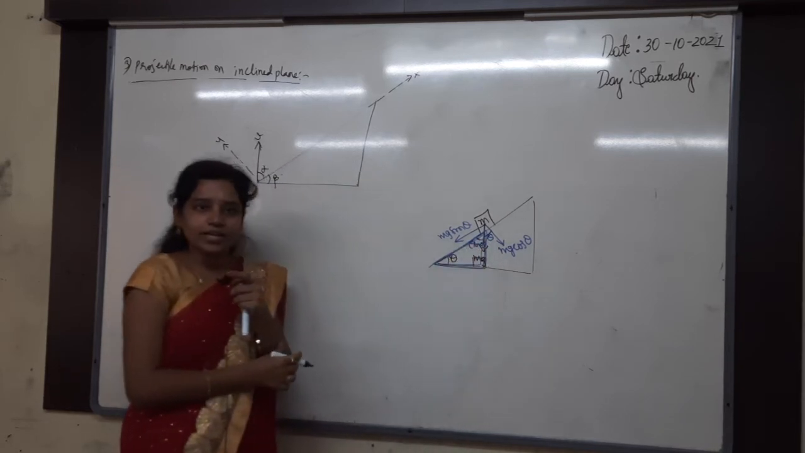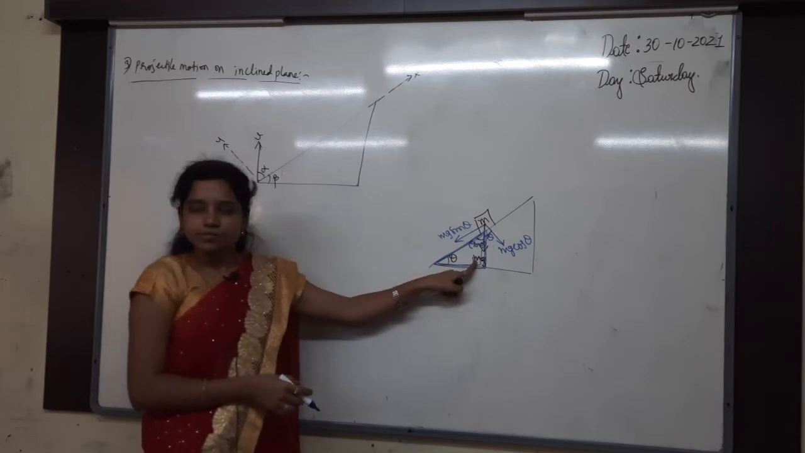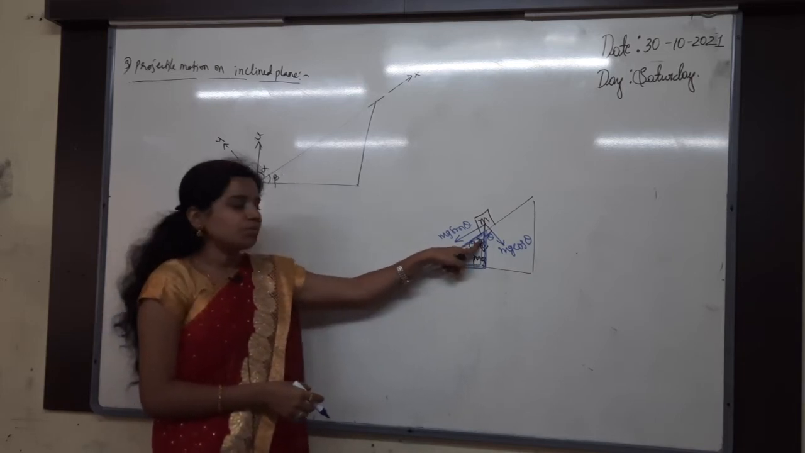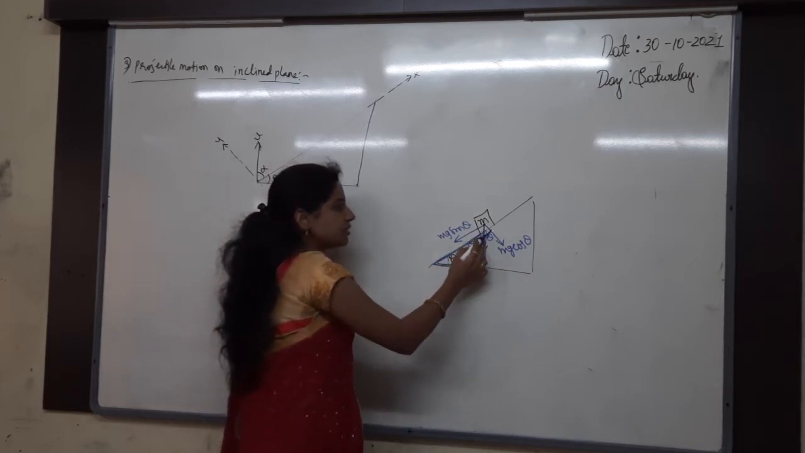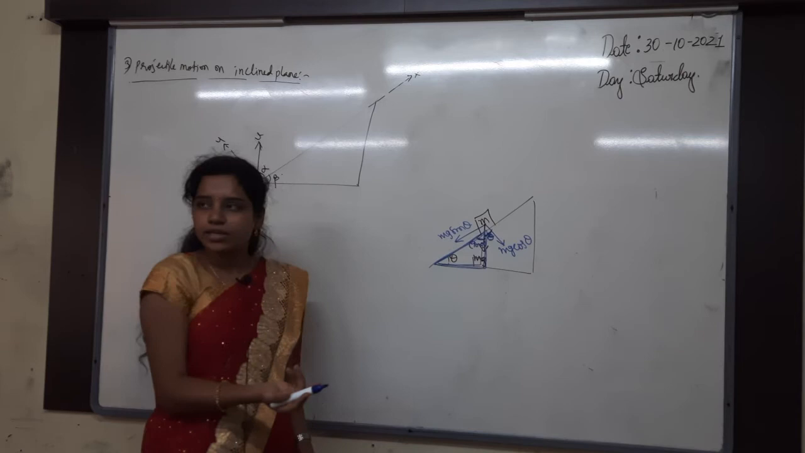See this, obviously the right angle triangle will have how much angle? Nothing but totally 180. Here 90 is finished. Here theta is finished. So here how much will be there? 90 minus theta. If this is 90 minus theta, means next angle will be how much? Theta. Adjacent angle will be theta.